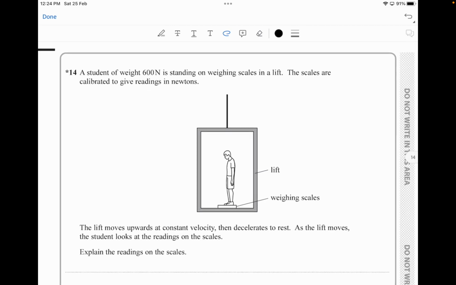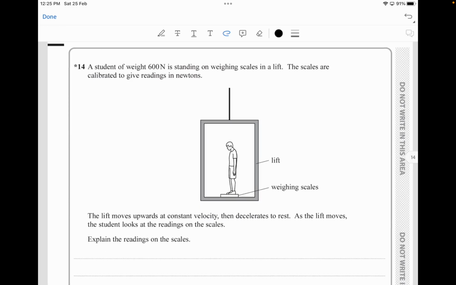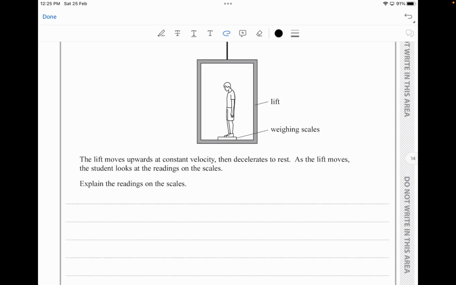Okay, so yeah, a student of weight 600 units standing on weighing scales in a lift. The scales are calibrated to give readings in newtons. The lift moves upwards at a constant velocity, then decelerates to rest. As the lift moves, the student looks at the readings on the scales.